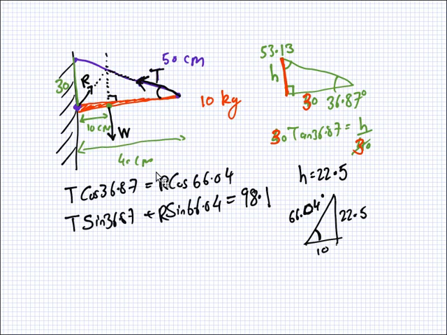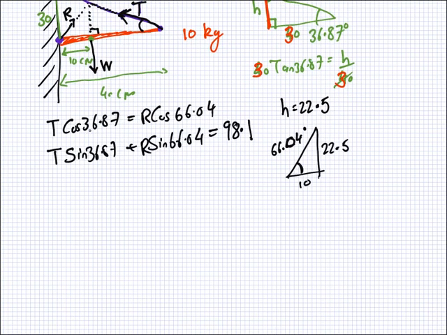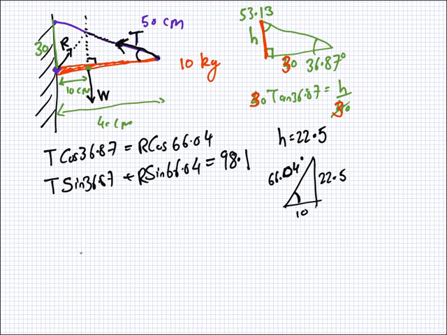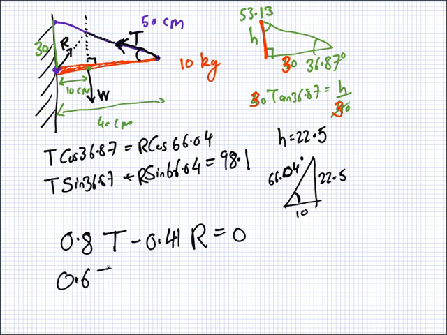98.1. Yeah? Now, can someone tell me what cos 36.87 is, please? 0.8. 0.8T, and then cos 66.04? 0.41 R equals 0. And then we have 0.6T plus, what's sine 66.04? 0.91 R, that should equal 98.1. Now what type of problem do we have here?